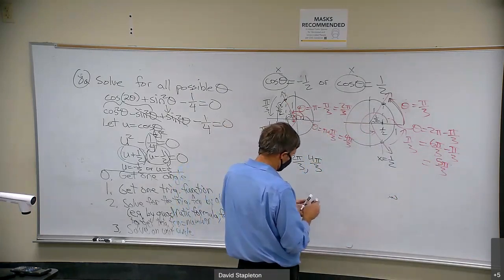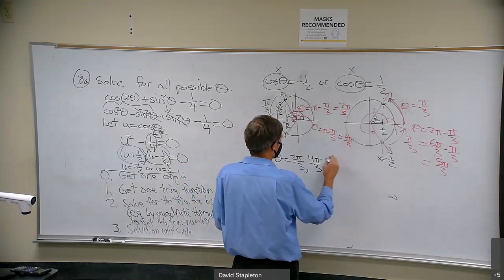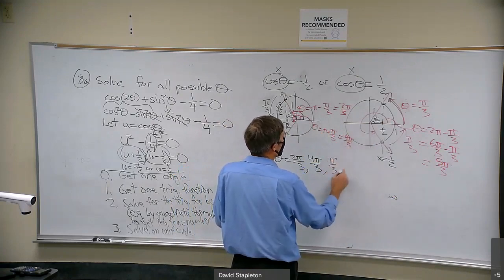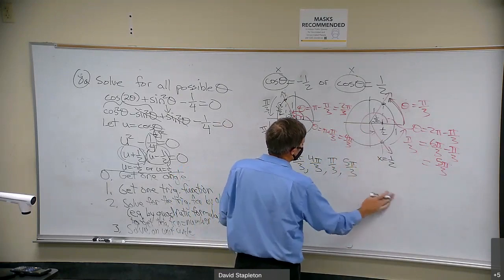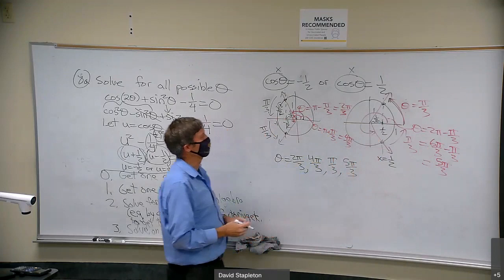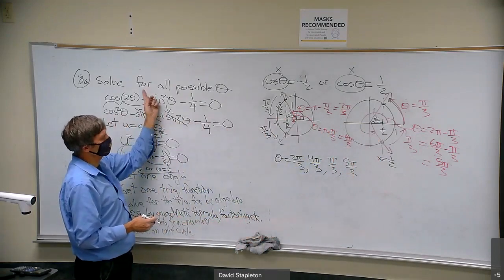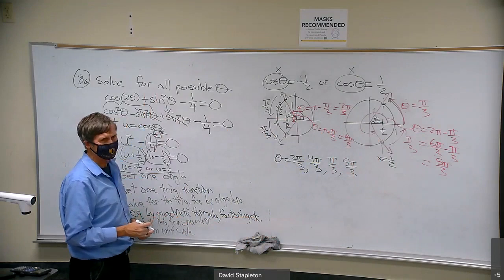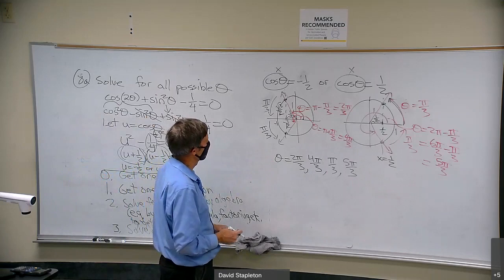So I have two more angles here. Pi over 3, 5 pi over 3. Those are all the angles between 0 and 2 pi. What are all angles? I didn't say all angles between 0 and 2 pi. If I want all angles, what do I put? So this is the answer if I say 0 to 2 pi, that's all of them.